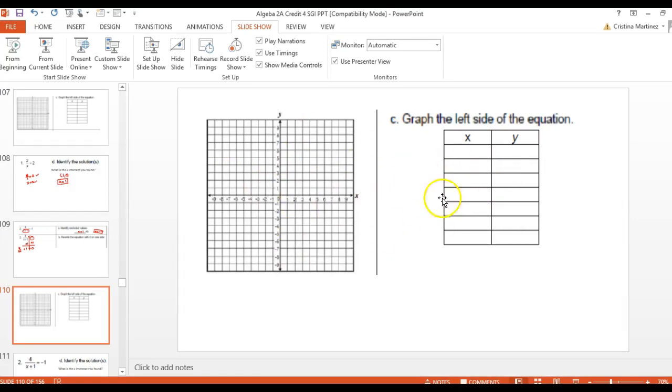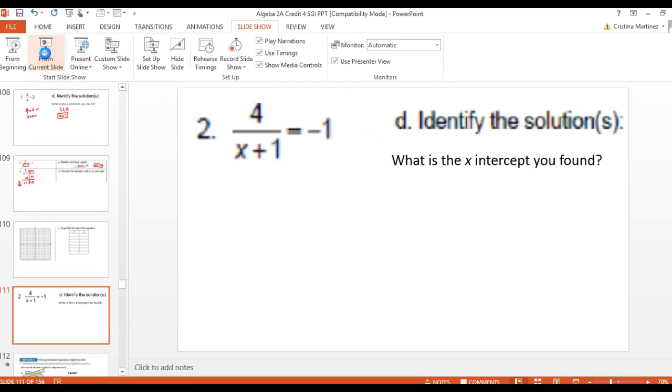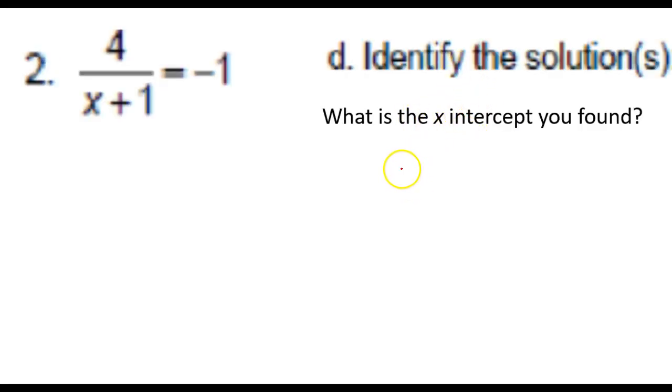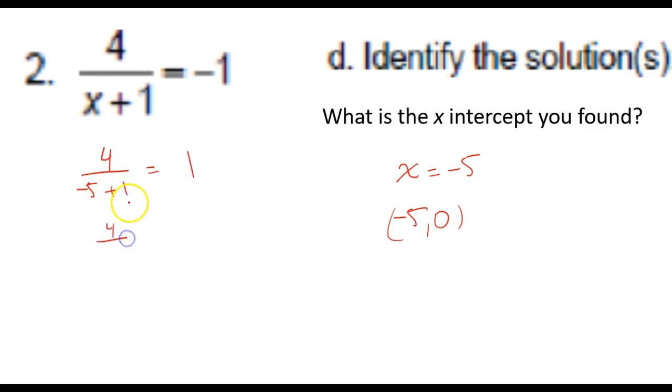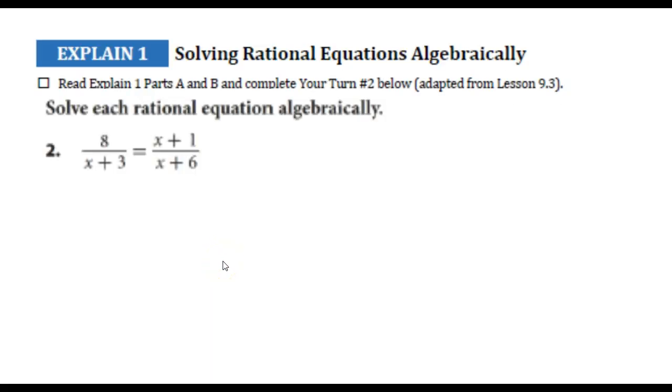So I'm going to go back and answer that question. So again, if you have trouble graphing on your worksheet, let's go over that in class. But for number 2, my x-intercept was -5, so that was the solution here. And if I actually work that out, -5 plus 1 would be -4. And would 4 divided by -4 get me -1? Why, yes, it would. So it does check out. All right. Let's continue on the next video with what we did in the packet.